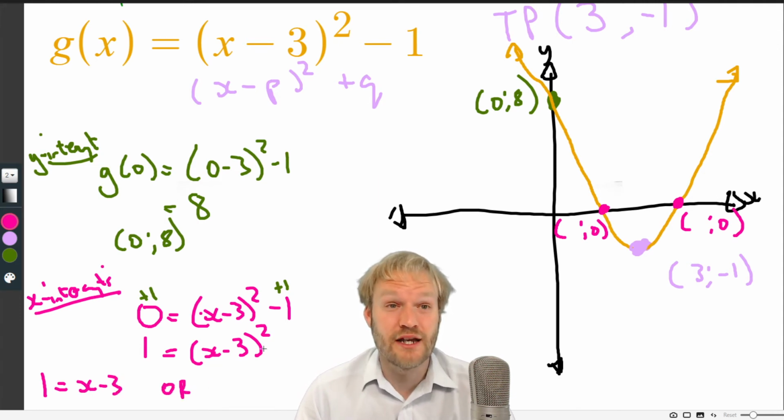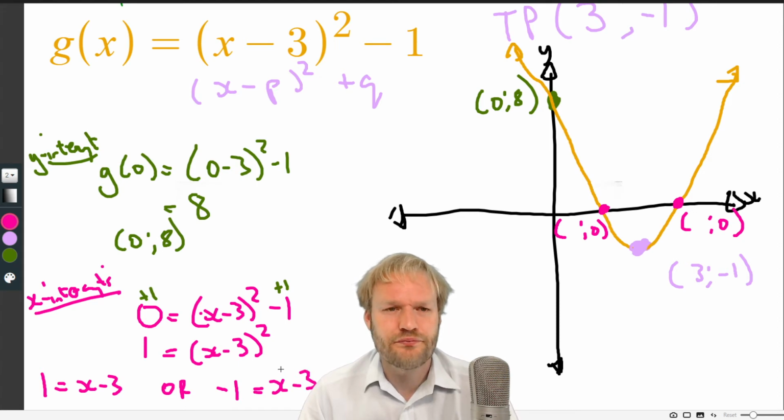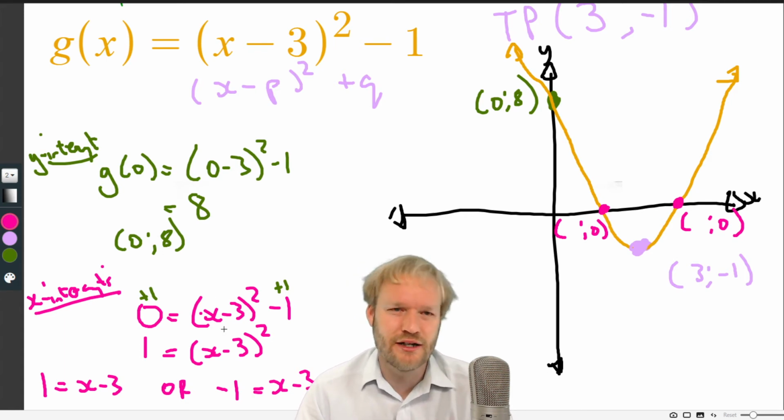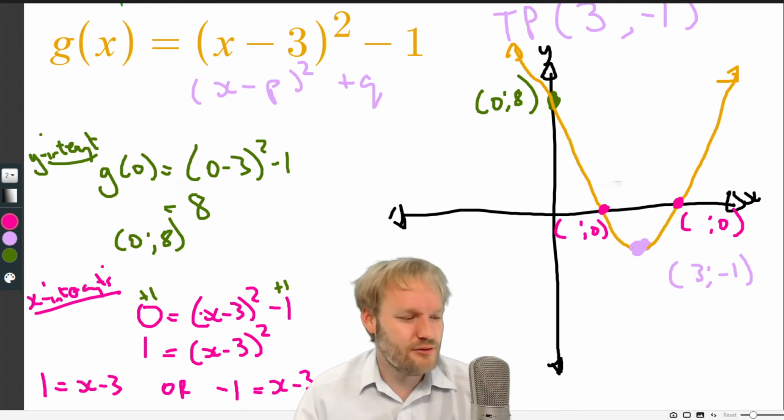Or we could take the negative square root. This bit in the brackets over here could be -1. So -1 equals x minus 3. And this feels a whole lot simpler than having multiplied these out and gone x squared minus 6x plus 9 minus 1 and then factorized. So it is quite a useful way to look at it.